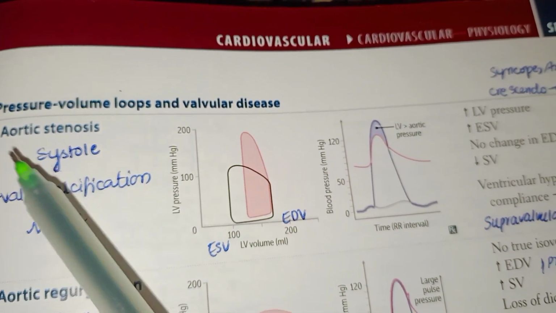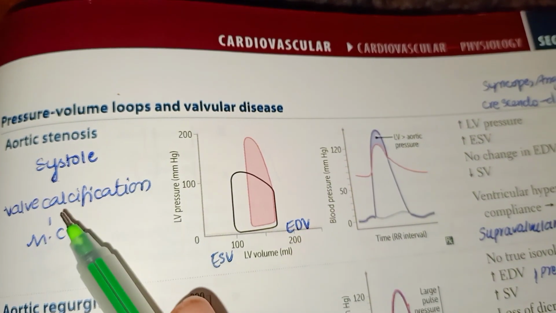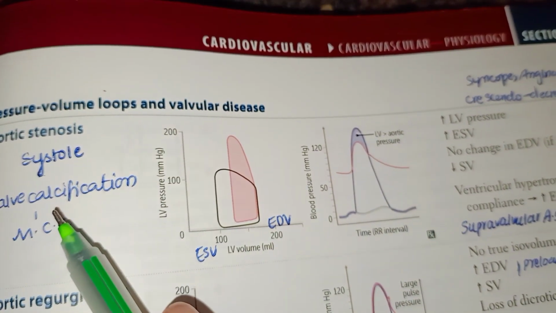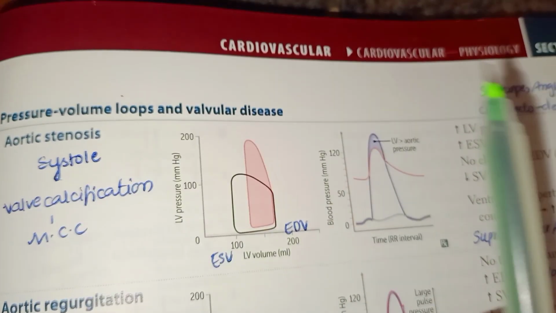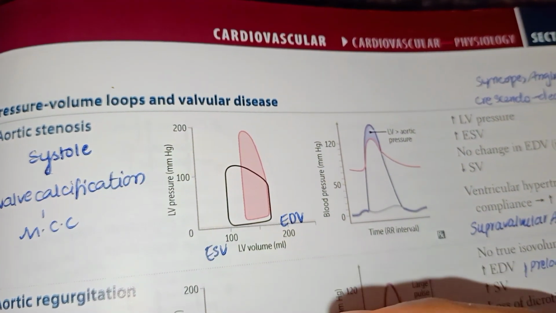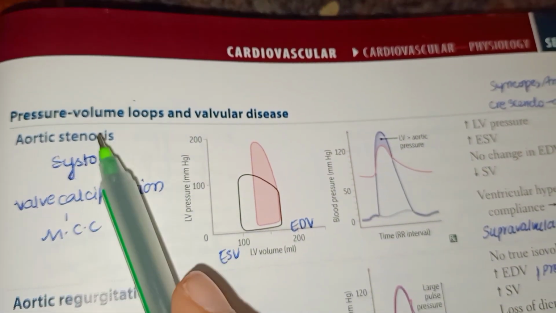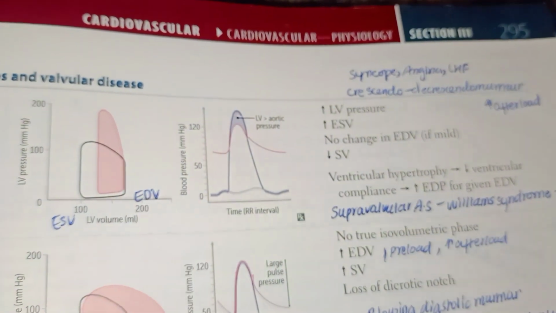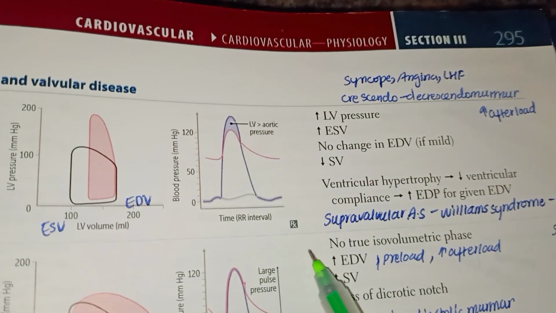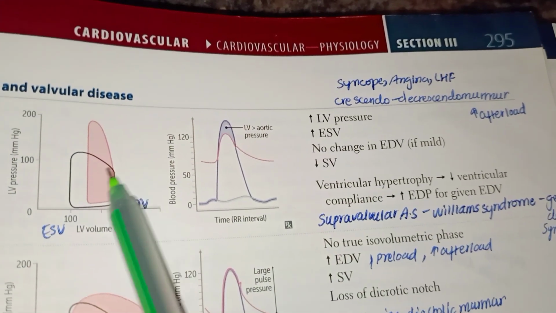So here the problem is the pressure, everything is fine, but the stroke volume is low because the aorta is stenosed, so the blood is not able to go out. So this is the problem here. Actually it is a systolic failure, because now the left ventricle is not able to contract and push the blood into the systemic circulation because of aortic stenosis. So the findings are increase in left ventricular pressure, increase in end systolic volume, no change in end diastolic volume, you can say it's normal, and stroke volume is decreased.